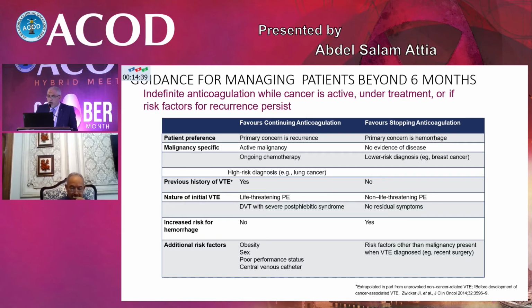anticoagulation, while in patients who have higher risk for bleeding, non-life-threatening pulmonary embolism, no residual symptoms, non-active disease like a diagnosis of breast cancer or prostate cancer, we favor stopping the anticoagulation therapy or low molecular weight heparin after 6 months.